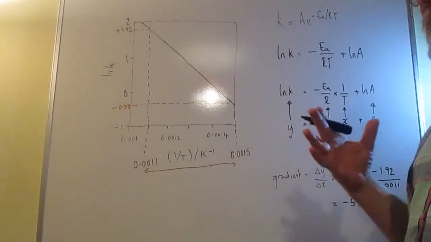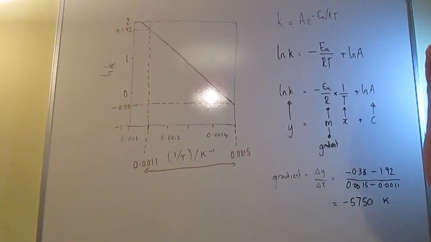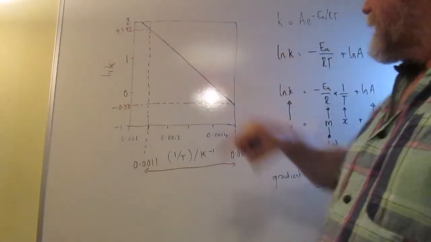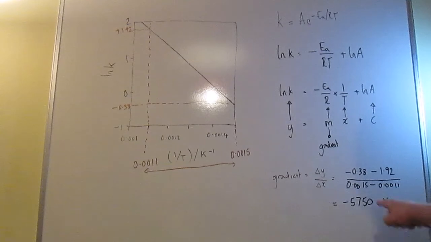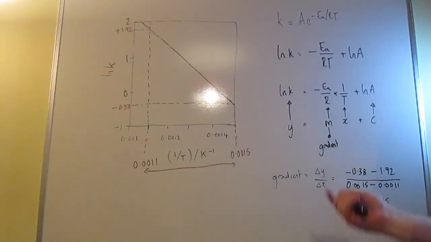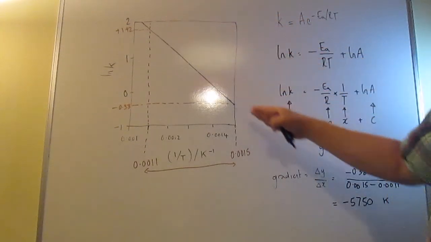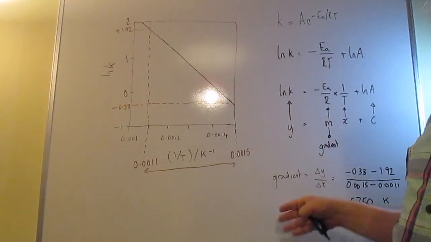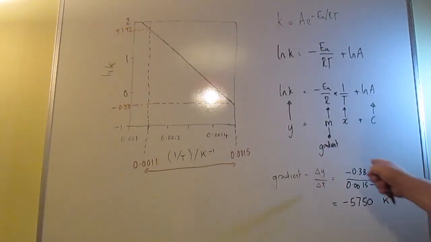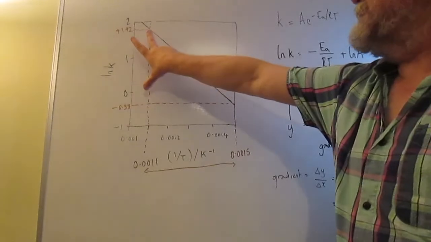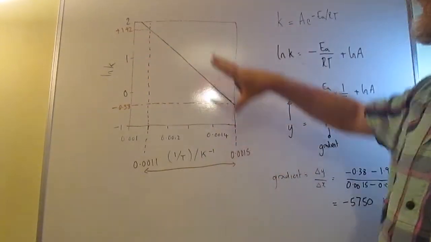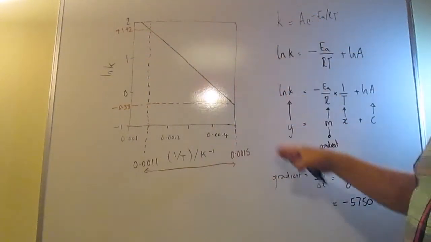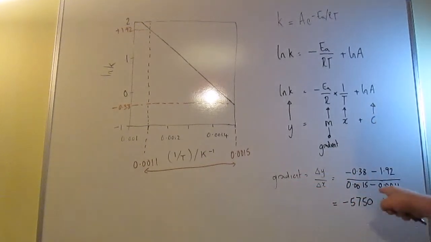It's easy to get the sign wrong at that point if you just subtracted these the other way round, just because that seemed more logical. For some reason you'd get plus 5750. But the point is, you can tell it's a negative gradient because the line is pointing downwards. So, if you prefer, just think of how big is that distance compared to that one, and then just put the sign on by saying it goes downhill, but make sure you get the sign right. So it's minus 5750, and that's equal to minus EA over R.